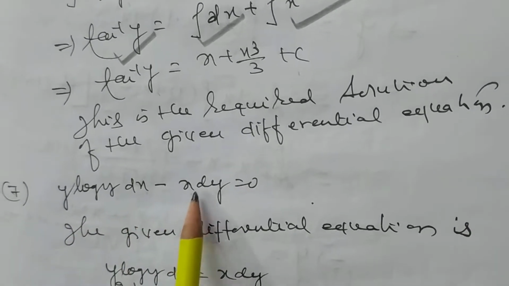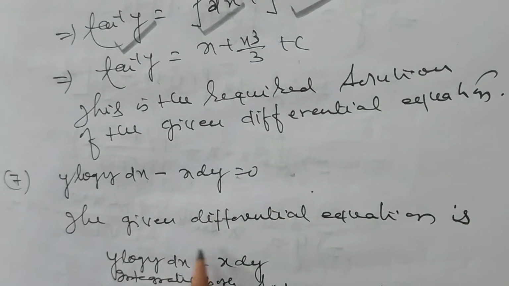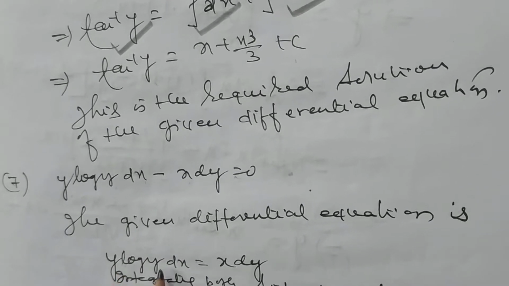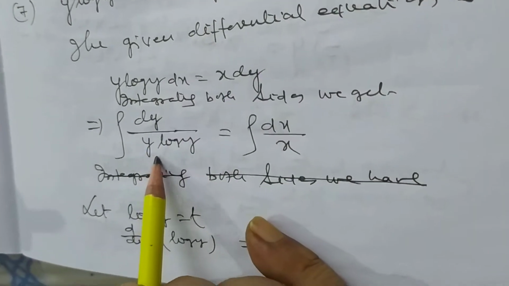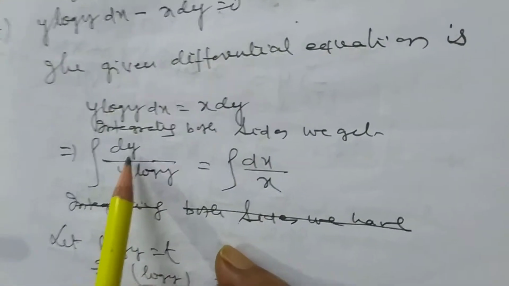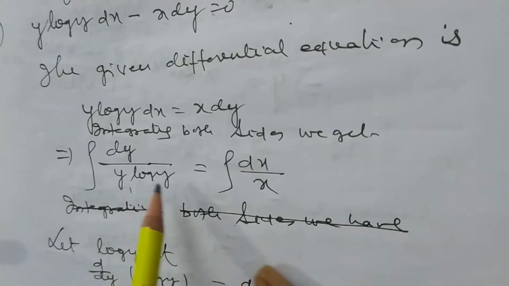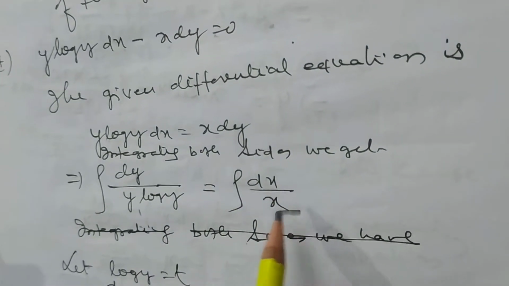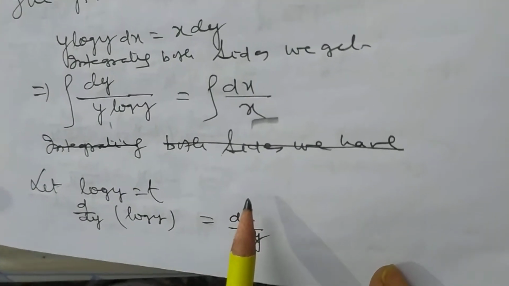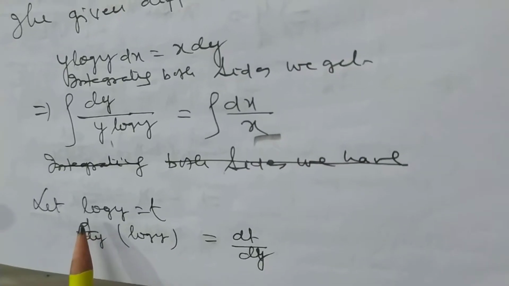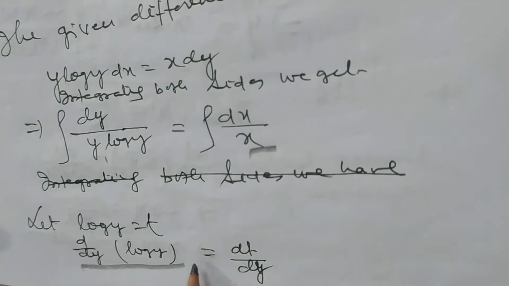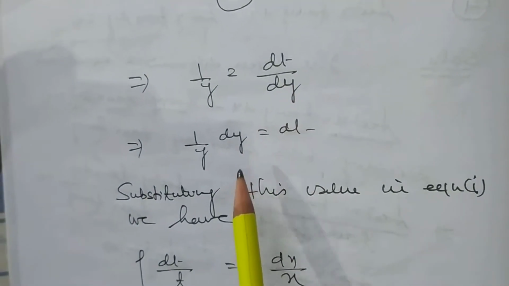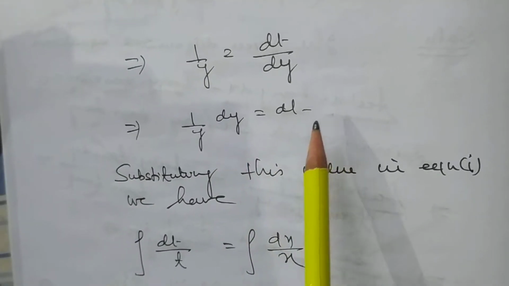y log y dx minus x dy is equal to 0. The given differential equation is y log y dx is equal to x dy. So we get dy by y log y is equal to dx by x. Integrating both sides, we get, let log y is equal to t, so d by dy of log y is equal to dt by dy. It is 1 by y is equal to dt by dy. It is 1 by y dy is equal to dt.